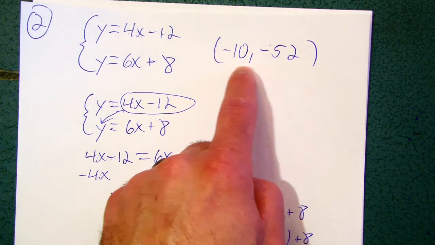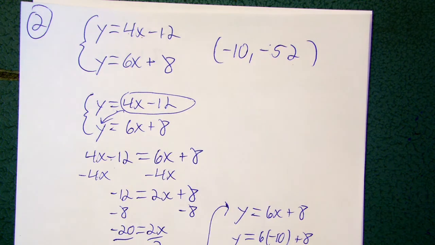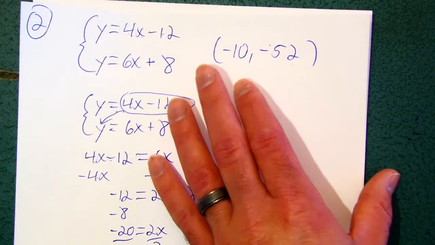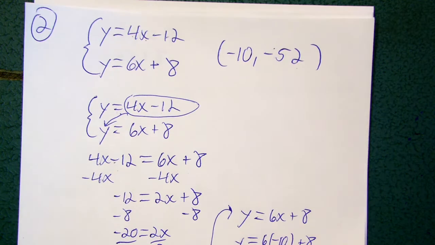Plus, like I said, you need a pretty big graph. Our y value is negative 52. I usually never give you a graph that big, so this one definitely lends itself to substitution.